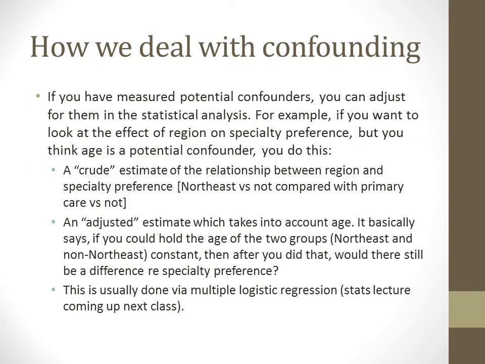So here's how we deal with confounding. If you have measured potential confounders, which is a good thing, then you can adjust for them in the statistical analysis. So, for example, if you want to look at the effect of region on specialty preference, but you think age is a potential confounder, then you do two analyses.